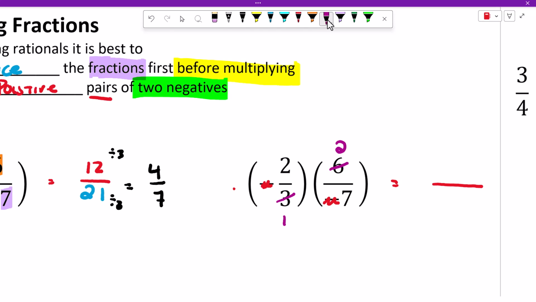Right? And you go, okay. Now you go look the other direction. Look in this direction. 2 and 7. Can you make that smaller? No, those are both prime numbers, as small as they can get.